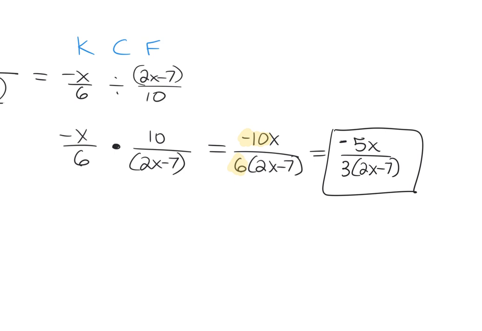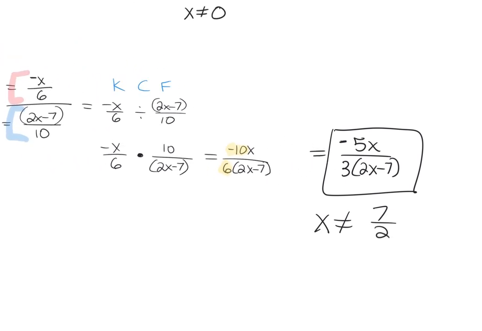What are our restrictions? What would make this fail? X is our letter, so x can't be what? Let's see. Yeah, 7 over 2, because if I move that 7 over, then divide by 2, so 7 over 2. Awesome. Whoops.